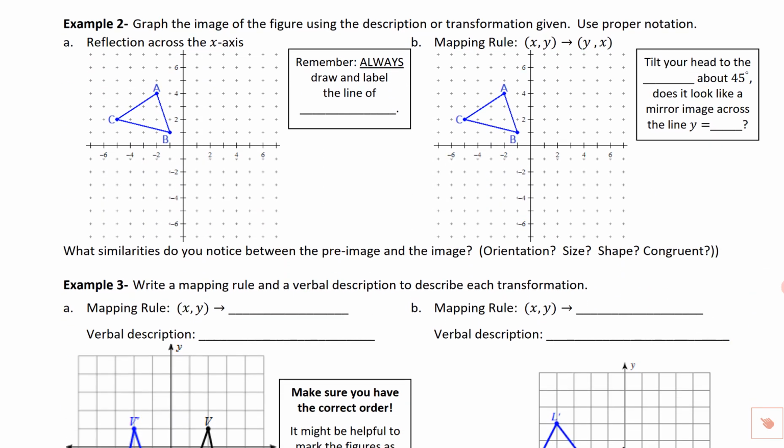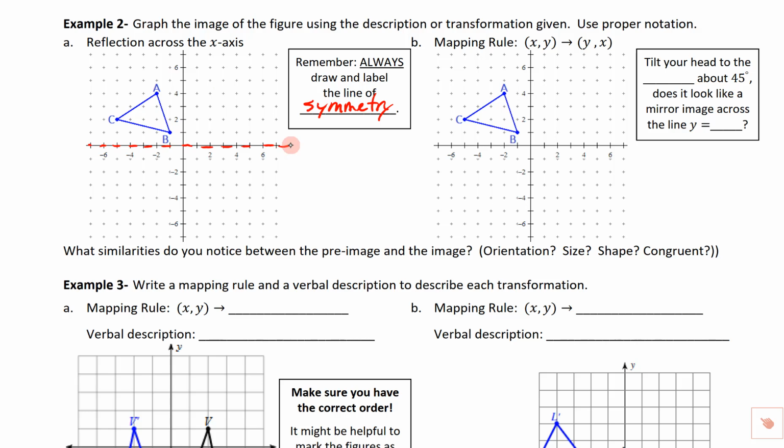Okay, so on example 2, it says graph the image of the figure using the description or transformation given and use proper notation. So again, that's that prime notation. So let's reflect this across the x-axis. And remember, it's always a good idea to draw the line of symmetry. So let's write the word symmetry right here. So the line of symmetry on this one is the x-axis. So this is our mirror line. So I'm going to go ahead and draw that right here.